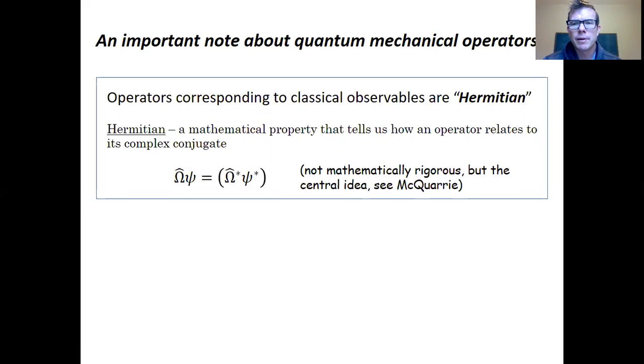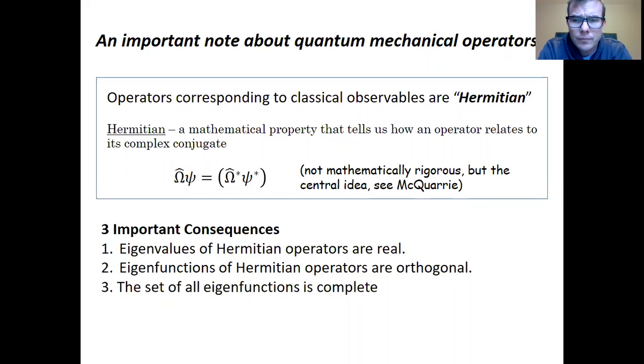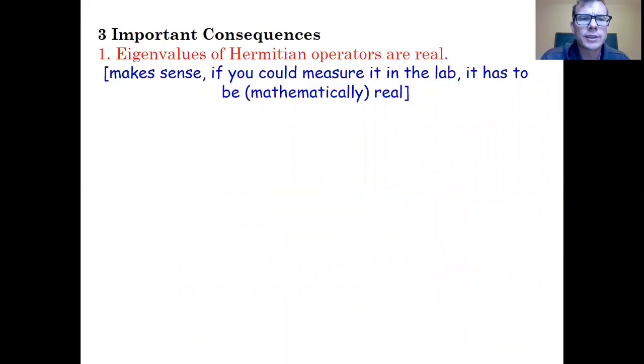And you don't need to worry about the mathematical details here, but there are three important consequences that will show up throughout the course. I'll talk about each of these, but quickly, they are that eigenvalues of Hermitian operators are real, eigenfunctions of Hermitian operators are orthogonal, and the set of all eigenfunctions is complete. So let me detail for you what each of these means. First, eigenvalues of Hermitian operators are real.